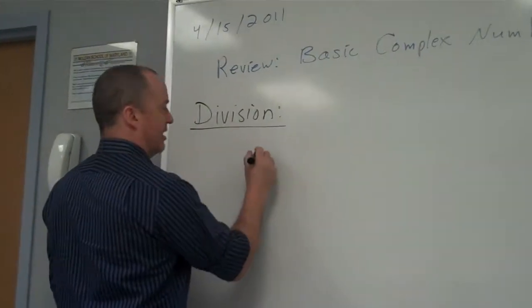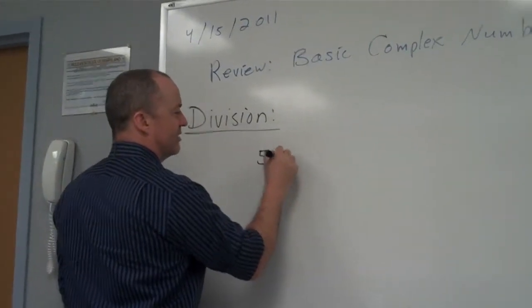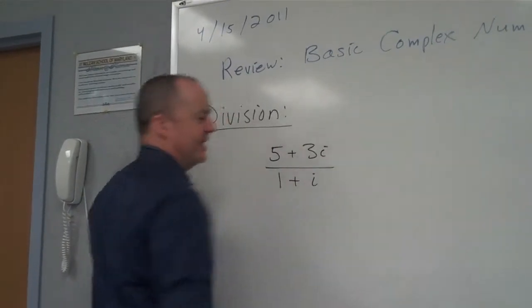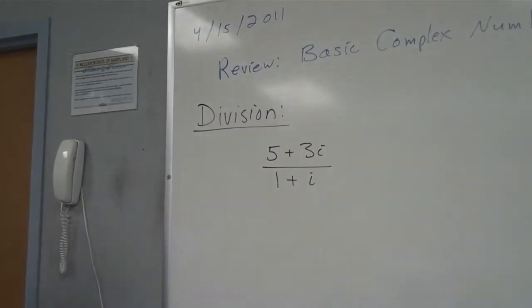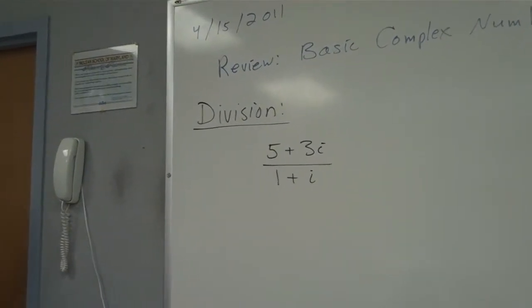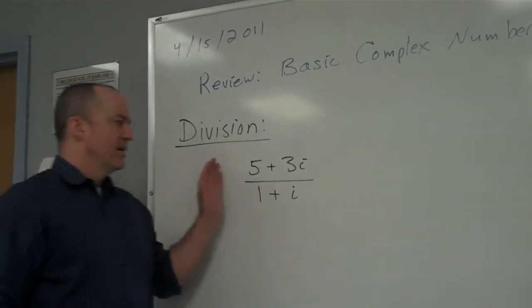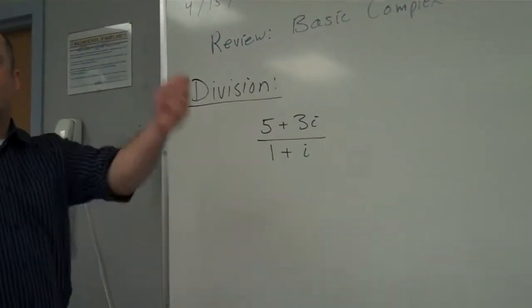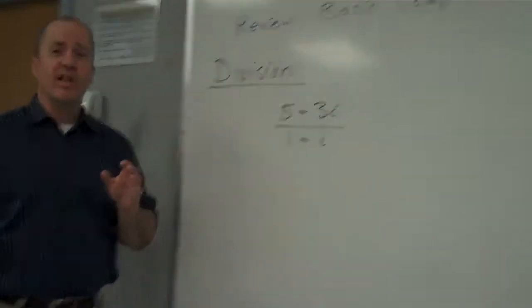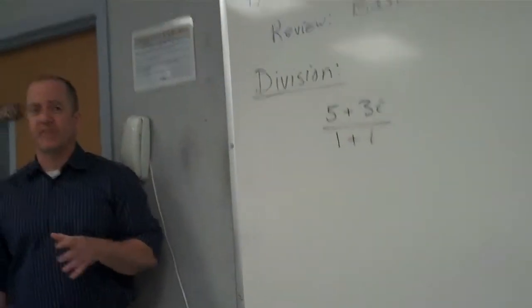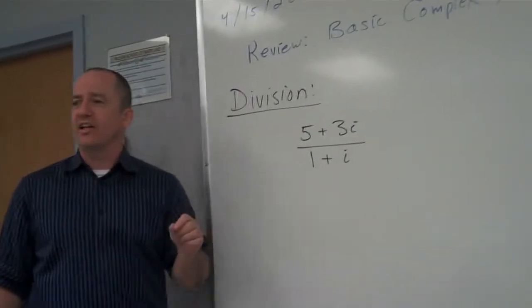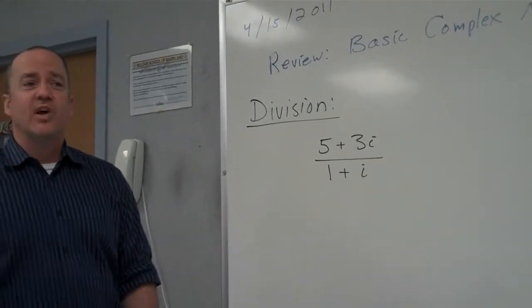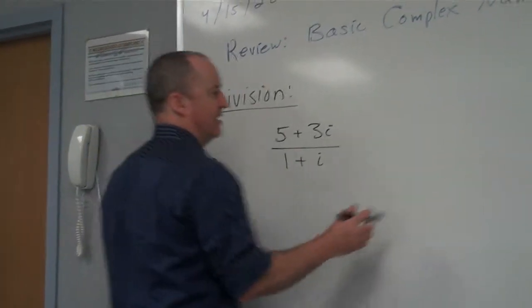Division is the annoying one. If I do 5 plus 3i divided by 1 plus i, there is no straightforward way to do this. Division in complex numbers really just winds up being, how can I get the imaginary out of the denominator? It's more like rationalizing the denominator with radicals than it is like any sort of division or polynomial long division you've seen. So, there is a trick.